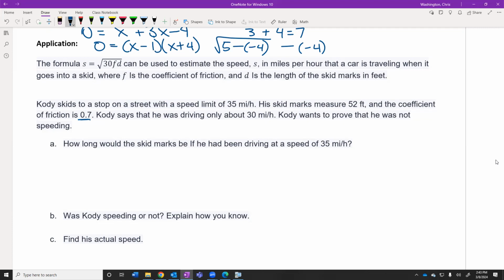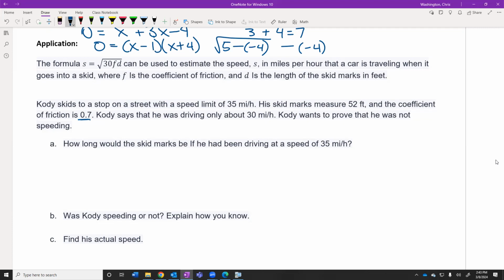The coefficient of friction, which we obviously can't calculate in here, but somebody could go out and actually figure out what that number is: 0.7. Cody says he wasn't speeding. Cody says, "I was only doing like 30 miles per hour." And Cody wants to prove that he was only doing about 30 miles per hour when he slammed on the brakes.